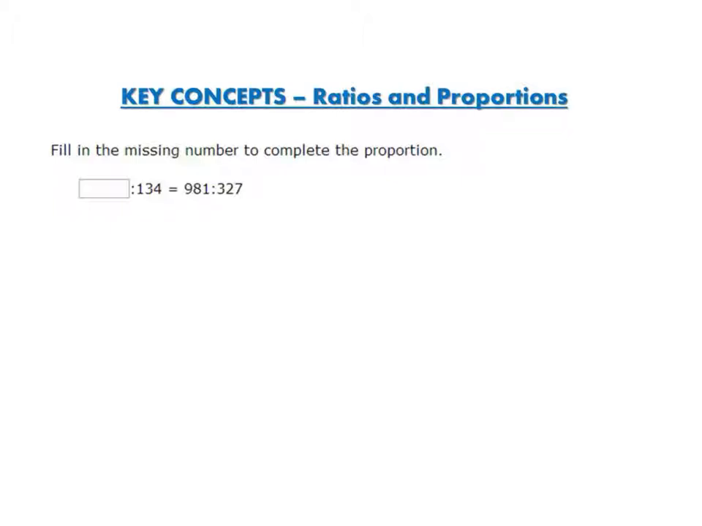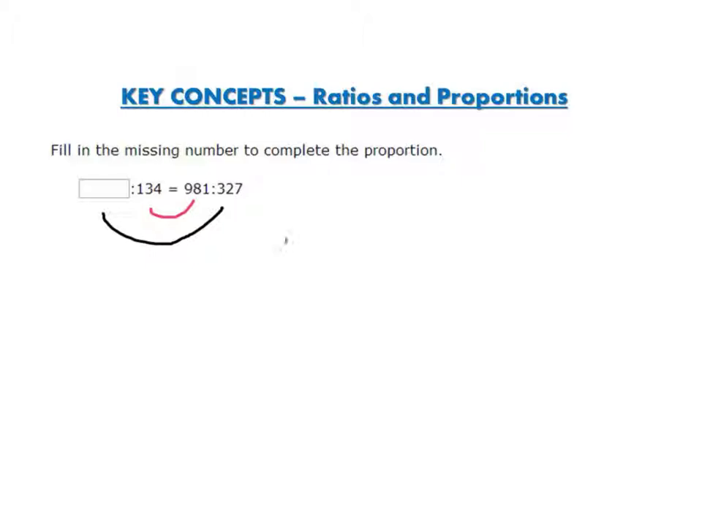This one wants me to fill in the missing number to complete the proportion. There's my means. My extremes. There's my means. Since I'm missing an extreme, I will multiply my means and then divide by the extreme.